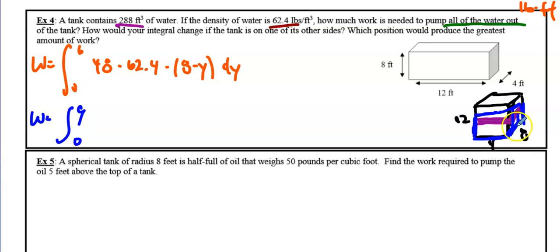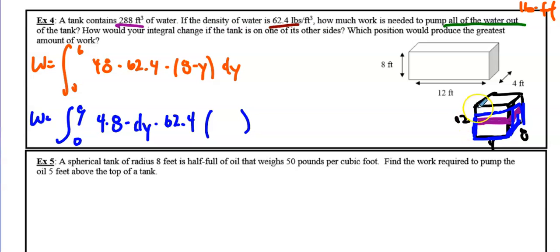Now for the volume of our cross section, our width and our length are going to be 8 and 4, right? So we're actually going to do 4 times 8, times, and now remember that the height of our cross section is always going to be our delta y. So this gives us our length times our width times our height. Remember, again, it's all about the volume of our cross section. We're going to multiply that by our density, which is going to be 62.4.